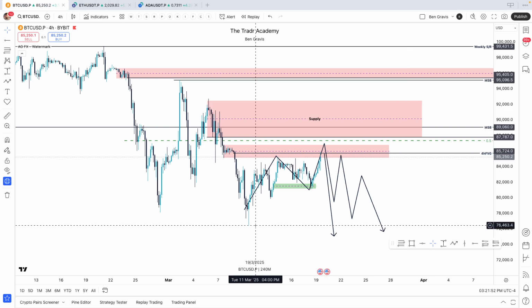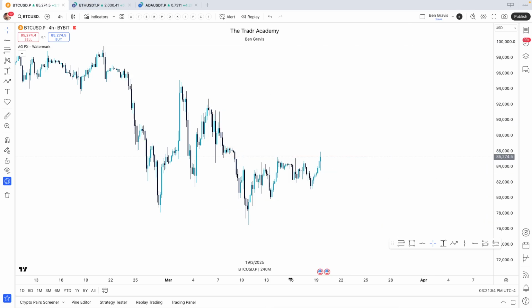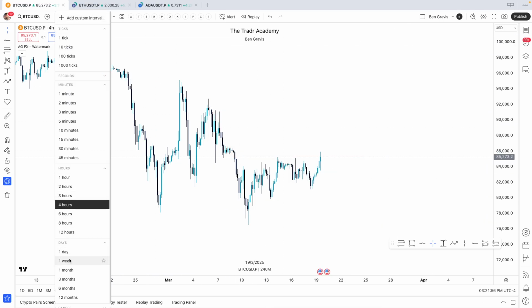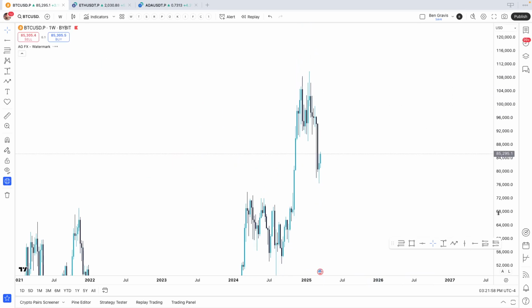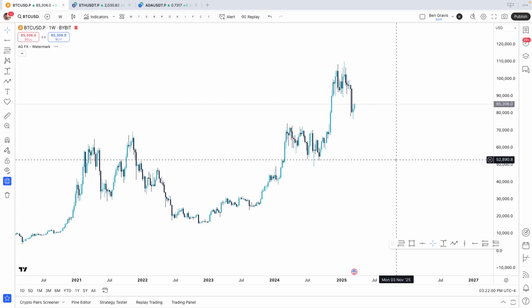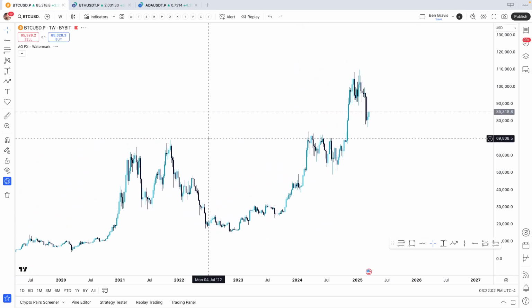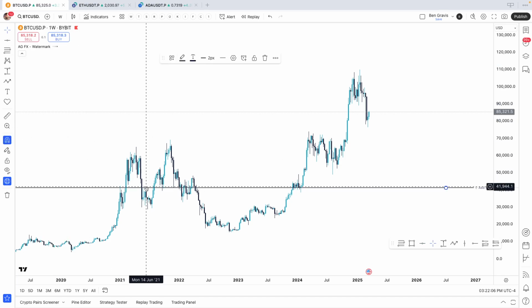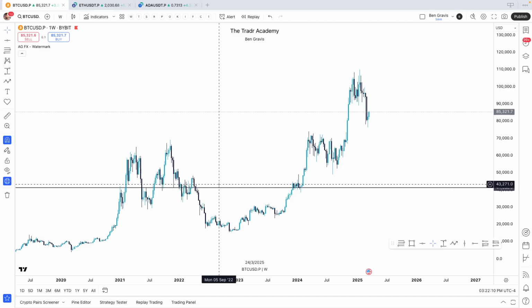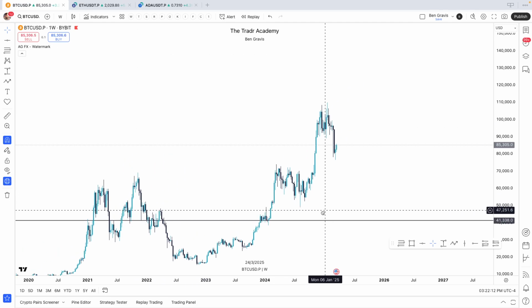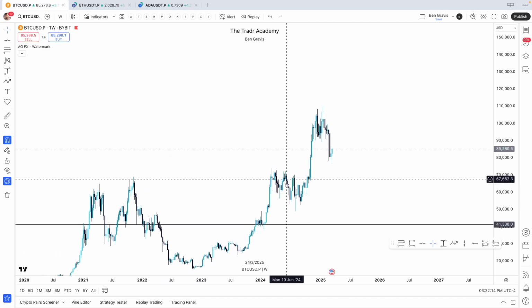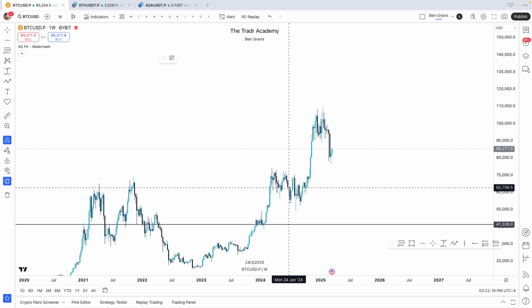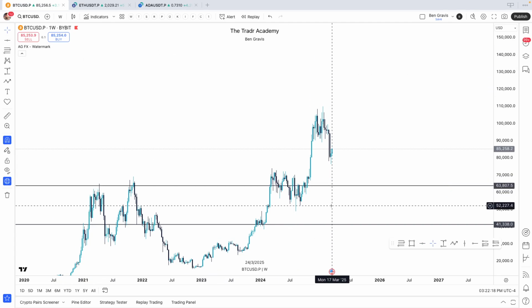Okay, so to make a summarization, you look at the SR levels: support, resistance, resistance, support, support. That's one, for example, on the weekly. And here we have, just going over it quickly.